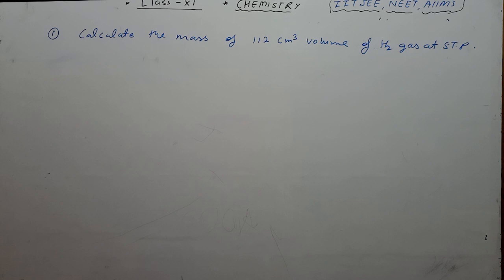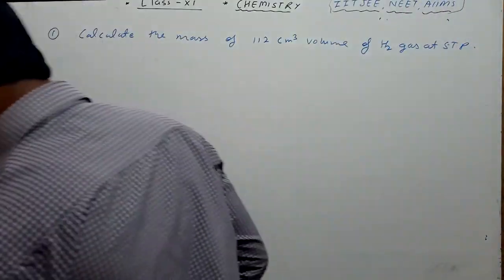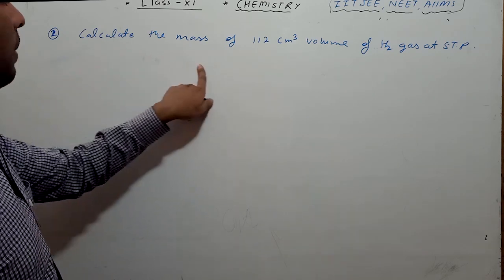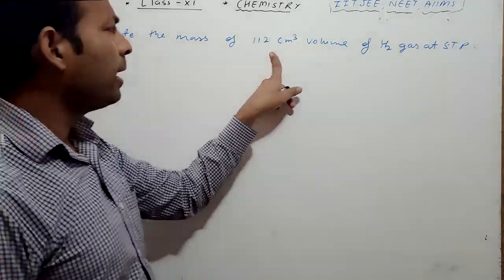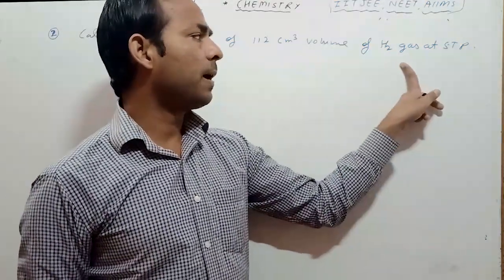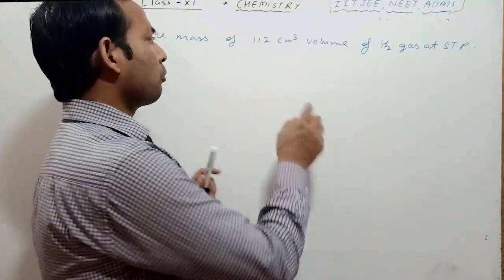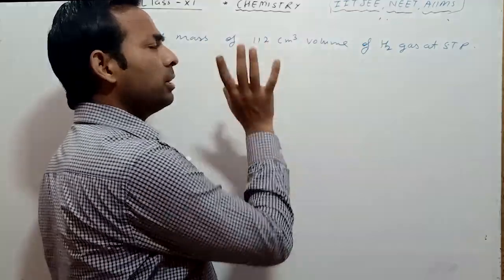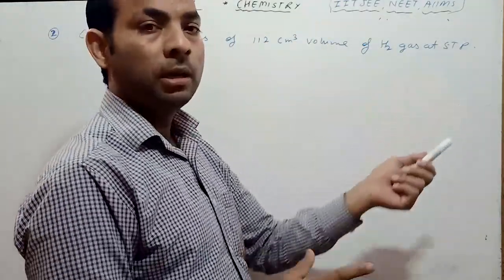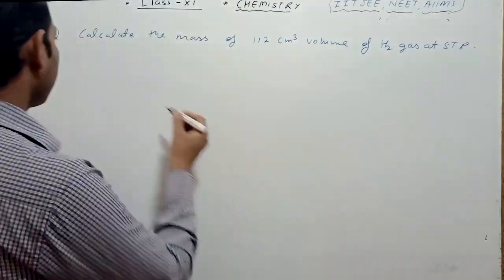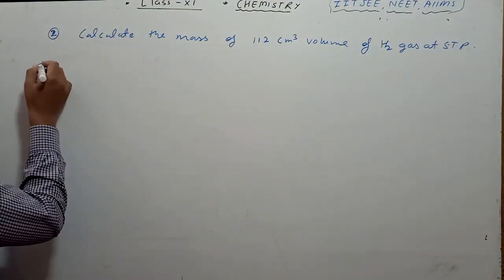Well, students, I have written the next questions. Question number 2. Calculate the mass of 112 centimeter cube volume of hydrogen gas at STP. It means hydrogen gas occupies 112 centimeter cube volume at STP. So what is the mass of the hydrogen gas in that volume? So look here, it is a really very simple question.